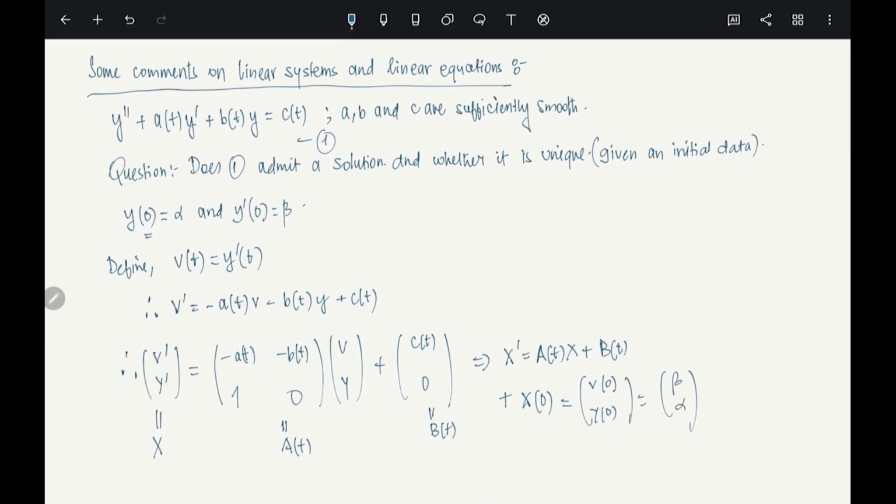I think it is correct also, right? X at 0 is this, right? So sorry, this is x prime. So this is x.